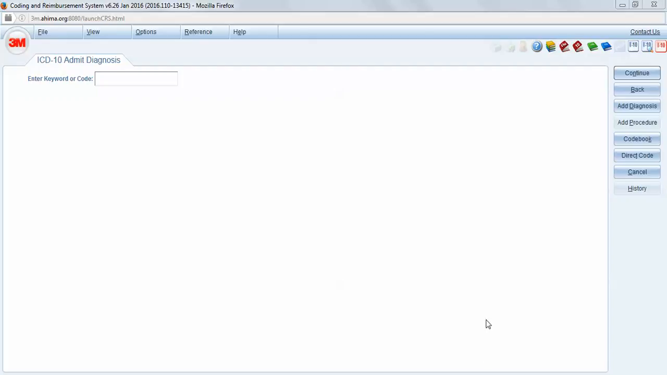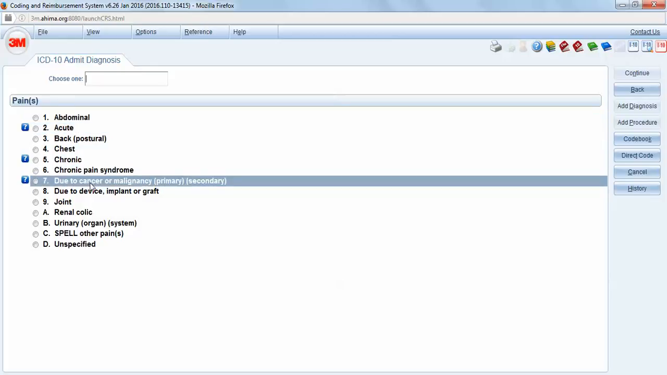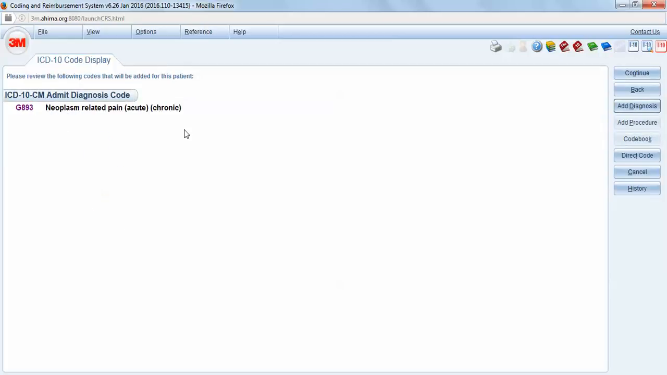I had a question about coding palliative radiation therapy and how you would go about doing that. So the first thing you need to do is we're just going to have an admit diagnosis for pain. And we're going to say that our patient has bone cancer. All right. We're just going to say it's pain due to cancer or malignancy. Okay. We're going to go ahead and click continue.